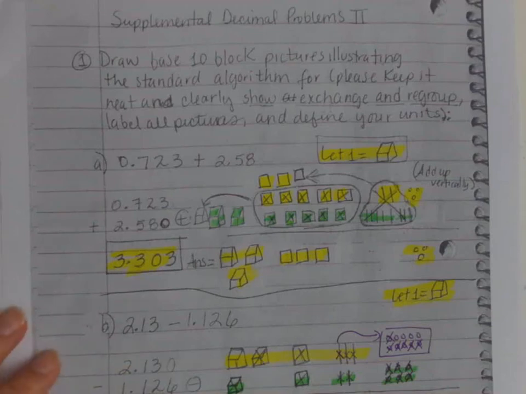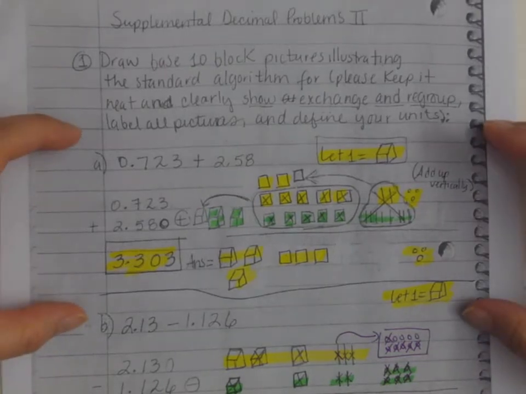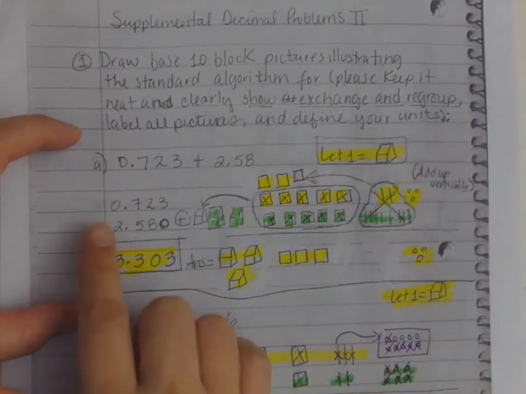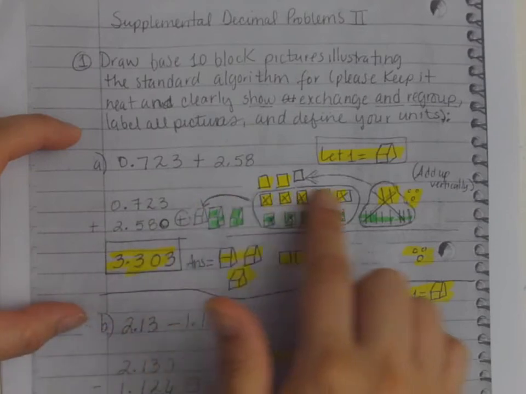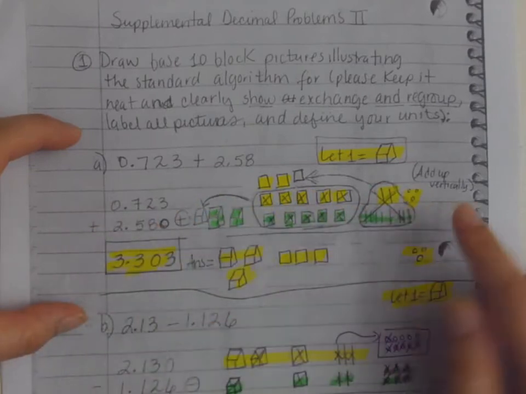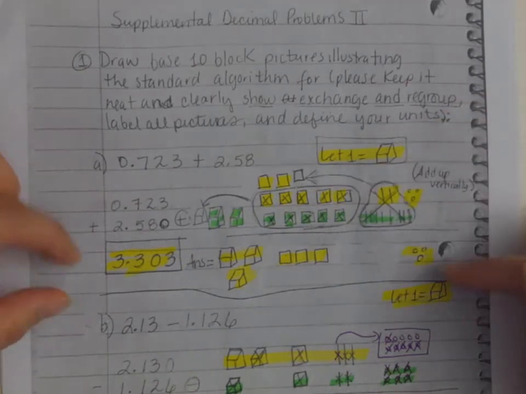Okay, please use this to check your homework decimal 2 answer. The first one is using base 10 blocks to add decimal numbers. Make sure you define your units. I need to be able to see your top number with the base 10 blocks, the second number with the base 10 blocks, and you should show your exchange very clearly, and your answer with the picture also.